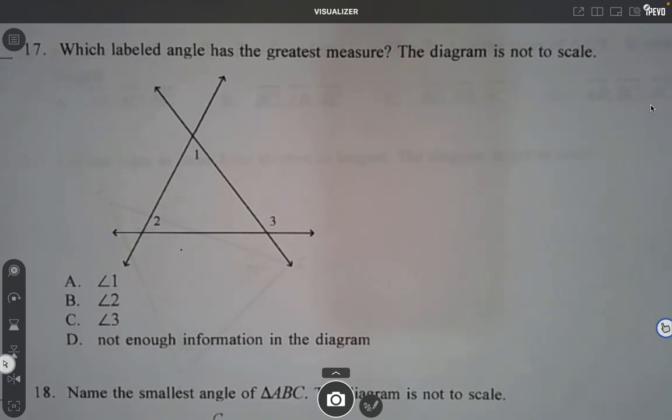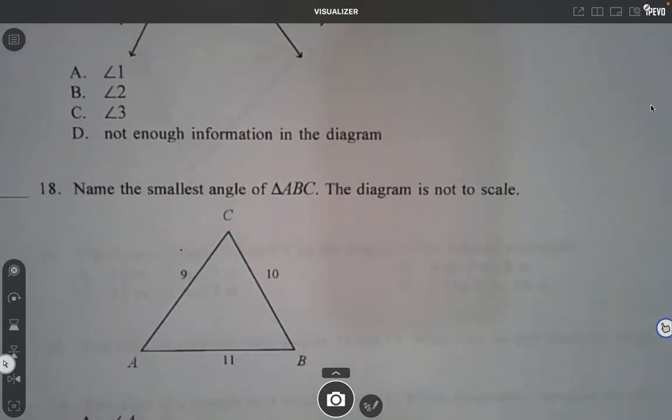Okay, why is 3 the biggest angle? It's the exterior angle. So it's 1 and 2 added together. So 3 is your answer. It's the greatest angle measure. Are we good with that one? Yes, ma'am. Okay.